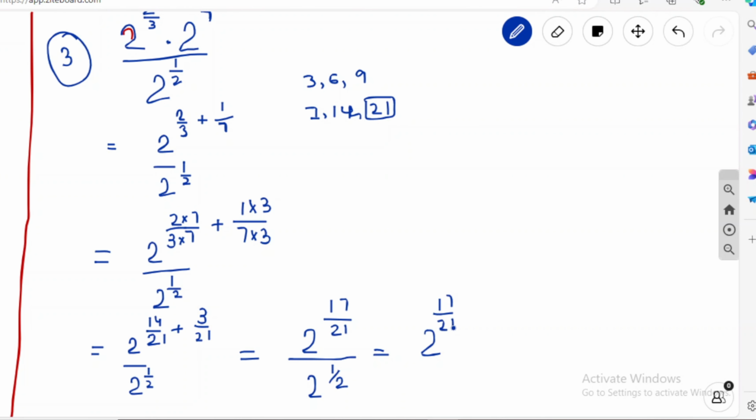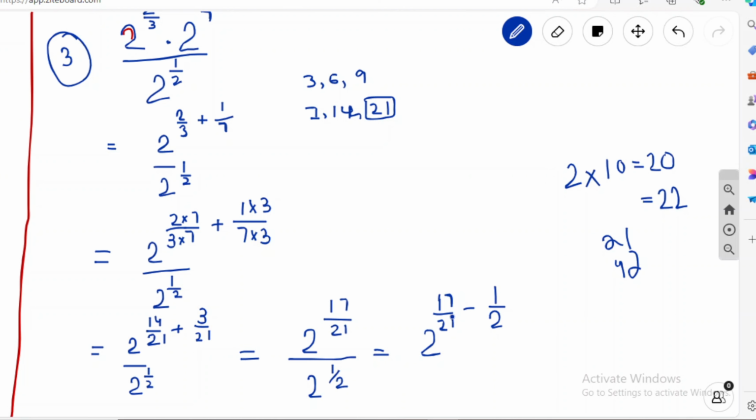minus 1 over 2. Now to subtract them, we are supposed to make the denominator similar. I know in the table of 2 we cannot get 21, because 2 times 10 is 20, and 2 times 11 is 22. So after 20 you will directly get 22, not 21. And similarly in the table of 21 it's 21, then 42, so we cannot get 2 in the table. So we are supposed to look for a number which is divisible by both of them. For this we can look at the tables of both numbers.